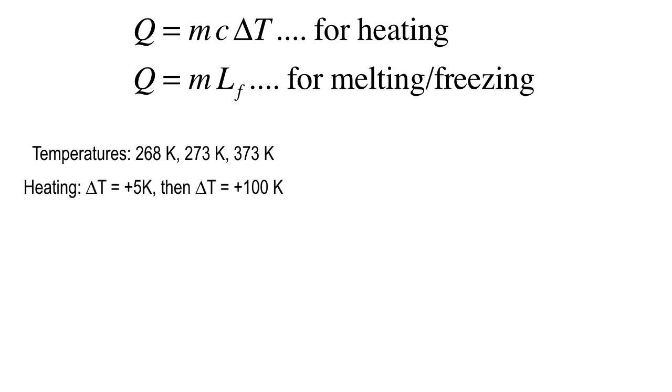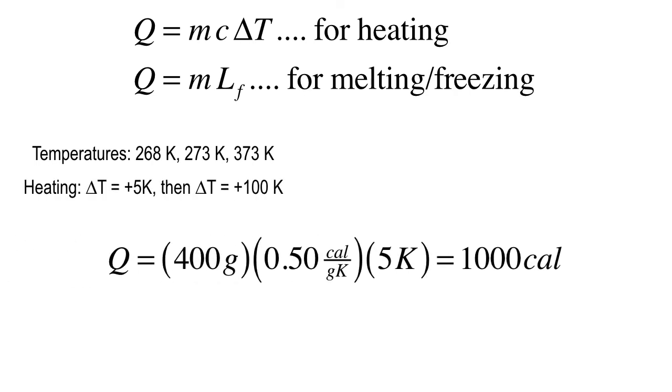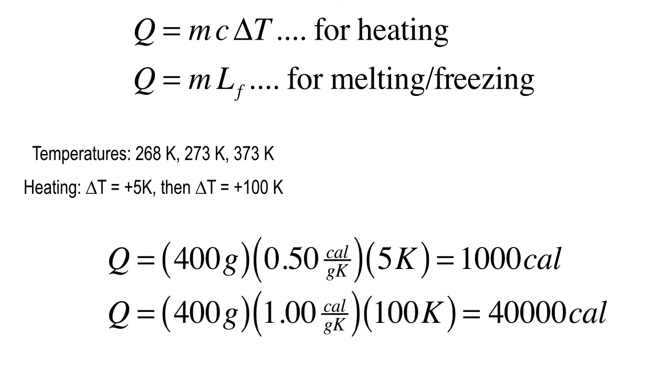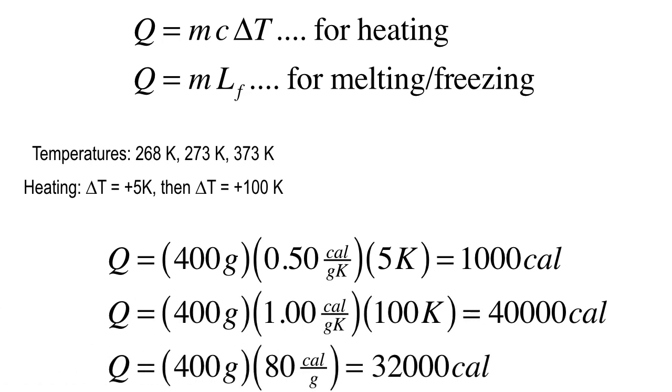Where did I get the 80 calories per gram down here in the third equation block? Right here? That came from the table of latent heat, the last column. The latent heat of fusion, L subscript F. I had water, gold, silver, and aluminum. Remember that on that table? It's something that you're going to look up.